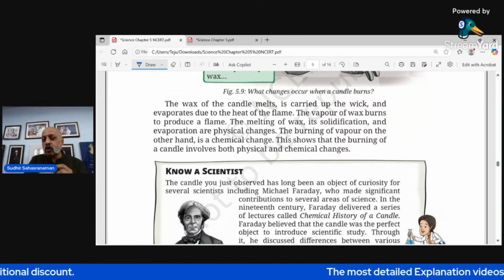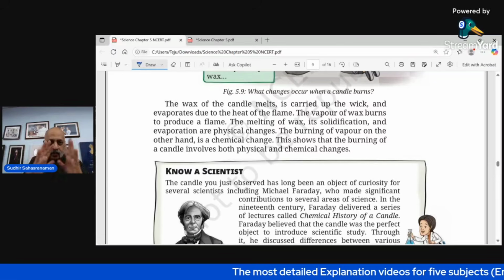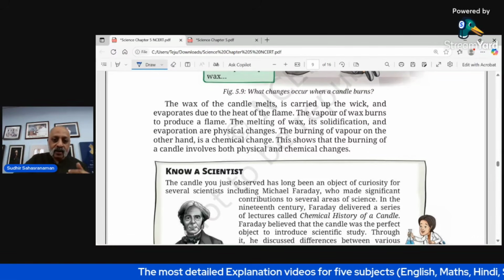Now, because I was not very happy with the explanation given there, I've explained it in much simpler and clearer terms.